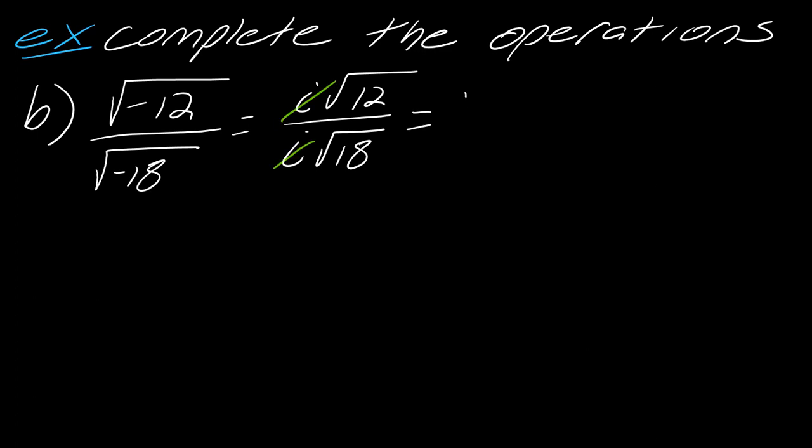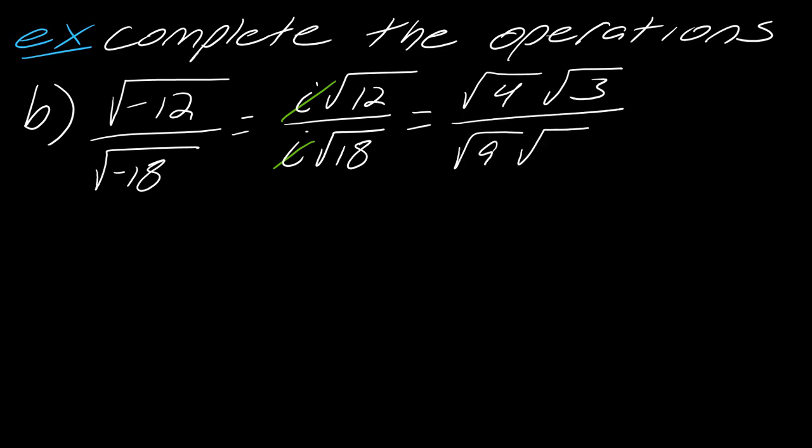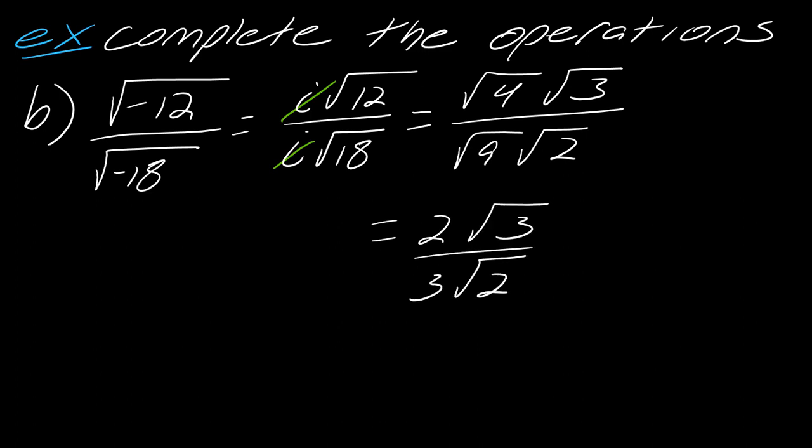And so from here I can just go ahead and simplify these square roots. I am pulling out the largest square root that goes into each. So this becomes 2 square root of 3 over 3 square root of 2. And you can't simplify these any farther. These are out of the square root, these are under a square root, so that's just what it is.